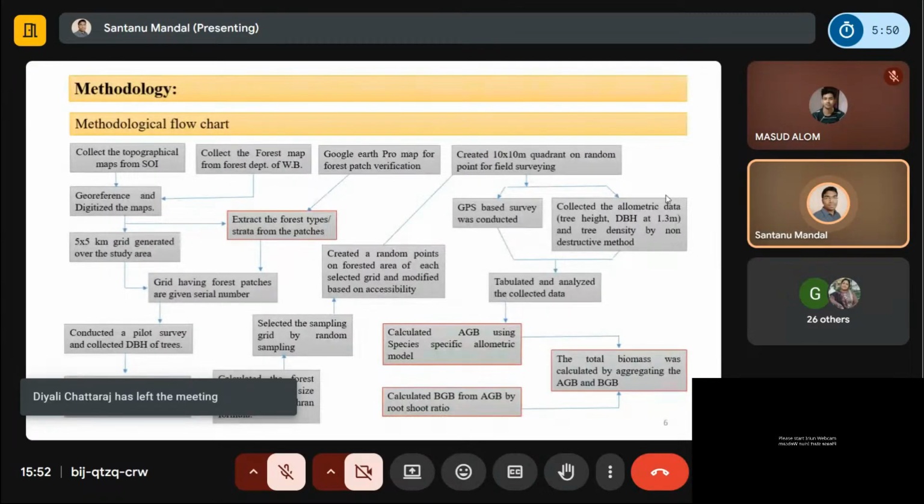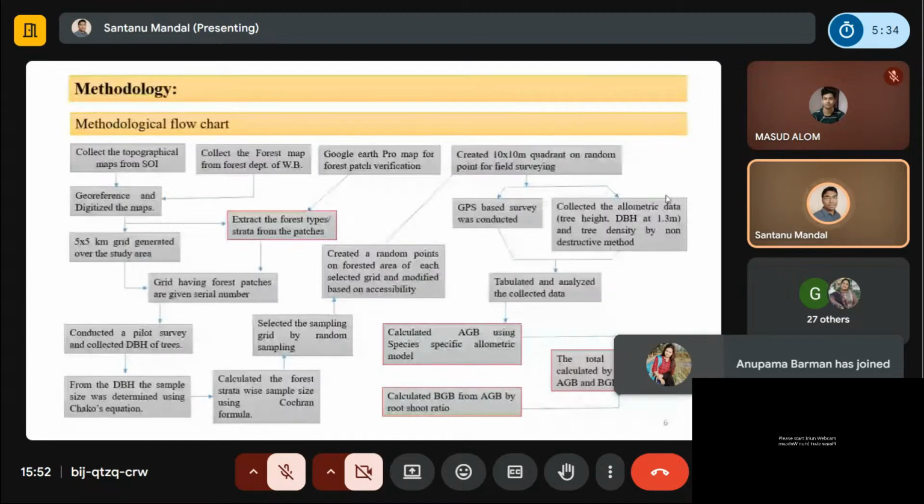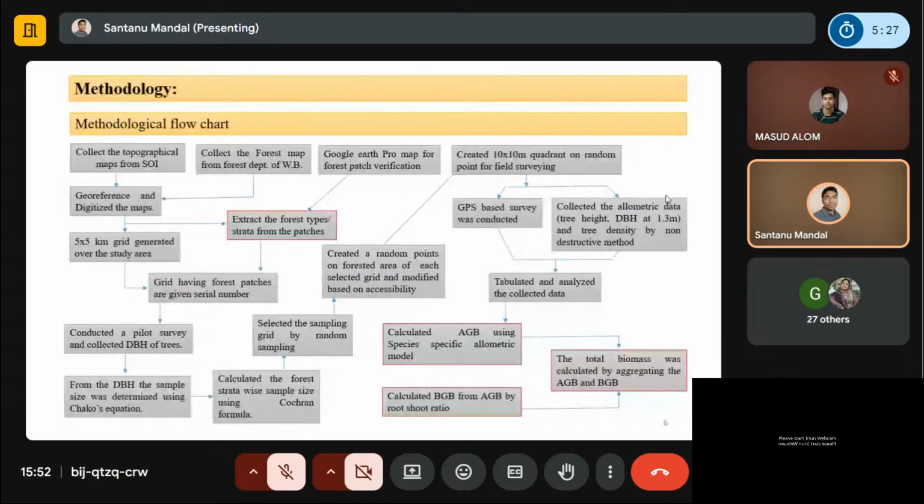Next, in each quadrant, three biometric parameters like DBH, tree height, and tree density are recorded following a non-destructive method, and GPS-based observations ensure the accuracy of geolocation of the sampling plot. After data collection, the species-specific allometric model was applied to estimate the above ground biomass, and below ground biomass was estimated through the root shoot ratio, and finally total biomass was calculated by aggregating the above ground biomass and below ground biomass.